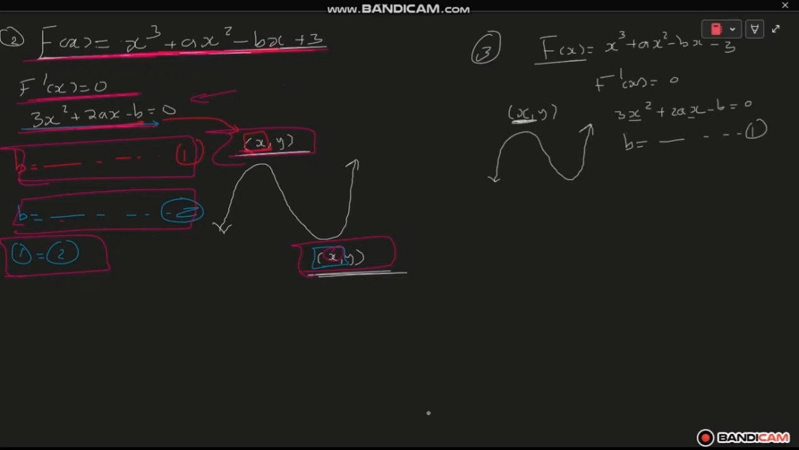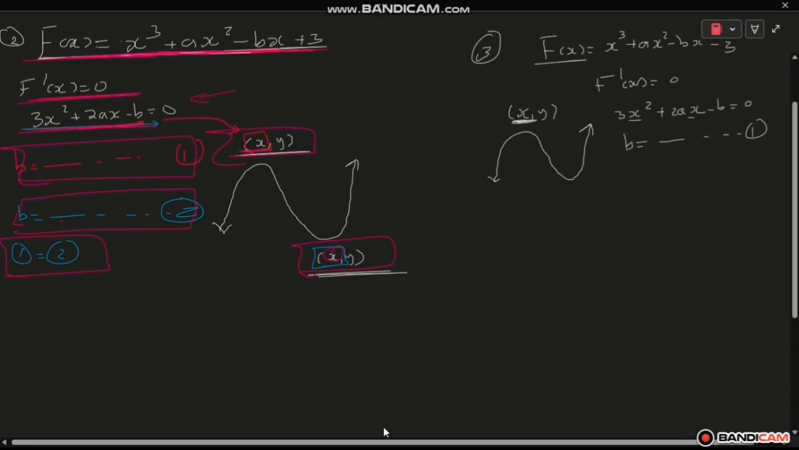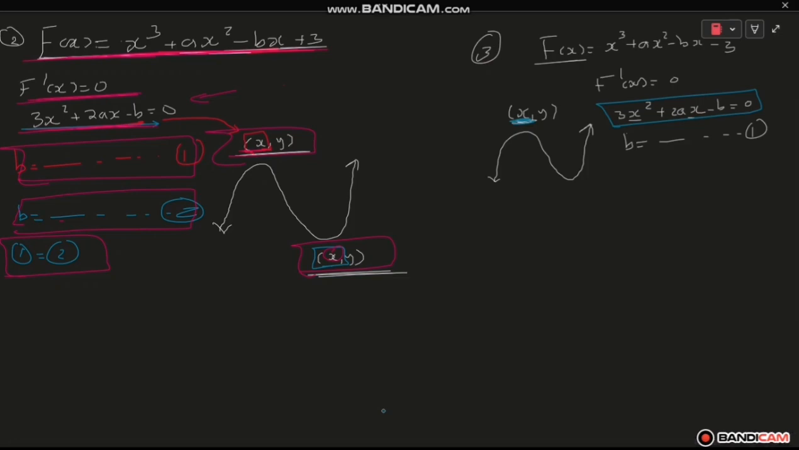Now when you check the graph, you do not have the second stationary point. So you took the x value of the first stationary point, you substituted it on the first derivative to have the first equation. But you do not have the second stationary point so that you can substitute it and have equation 2. Since you do not have it, you must take the whole point and substitute it on the graph of f, the original graph. Then you make b the subject of the formula, and you have equation 2. I hope that makes sense.